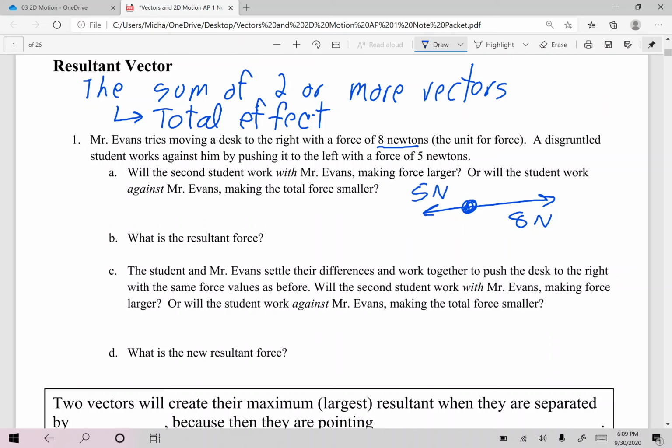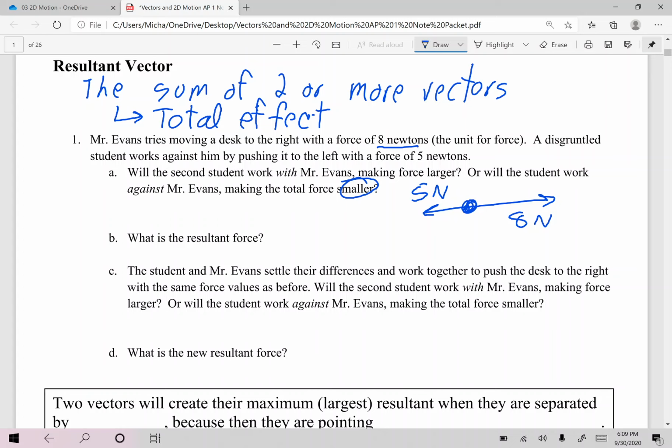Will the second student be working with Mr. Evans and make it larger, or against Mr. Evans, making it smaller? What do you think? And the answer to this one is, it'll make it smaller. These two forces are working against one another. It's like a tug of war. In a tug of war, the two sides pull against one another and cancel out. Maybe they don't cancel out entirely, like would be the case here, but they are definitely working against one another, making each other smaller, I guess you could say. And the resultant, pause for a second and see if you can figure this one out.